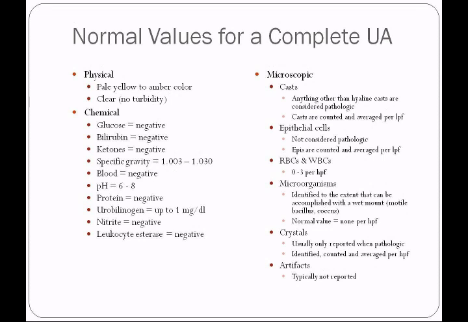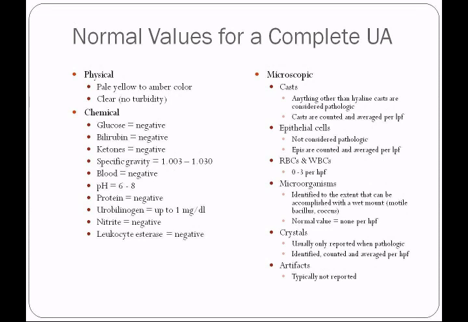Red blood cells and white blood cells can be present in the urine. Anywhere from 0 to 3 per high power field would be considered normal. Anything over 3 would be considered abnormal. The higher the leukocyte esterase, for example, on the strip, the more white blood cells you would expect to see in the urine. For microorganisms, we don't expect to find any.